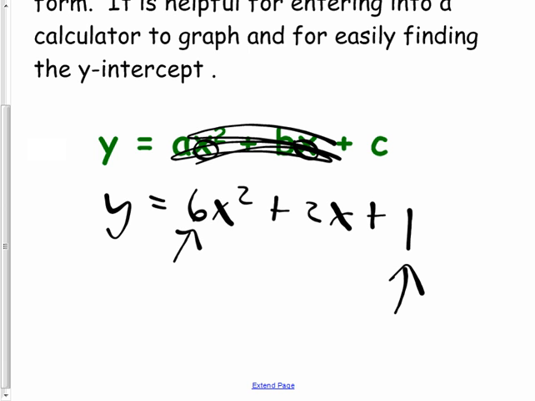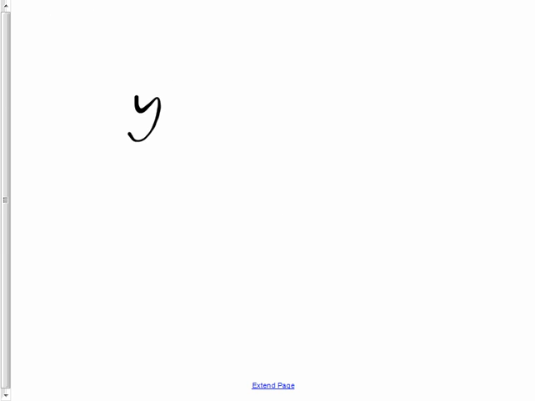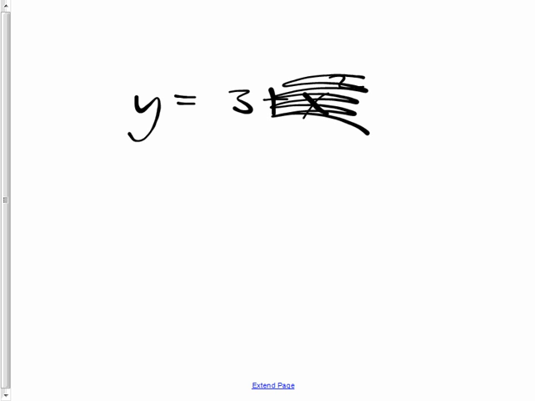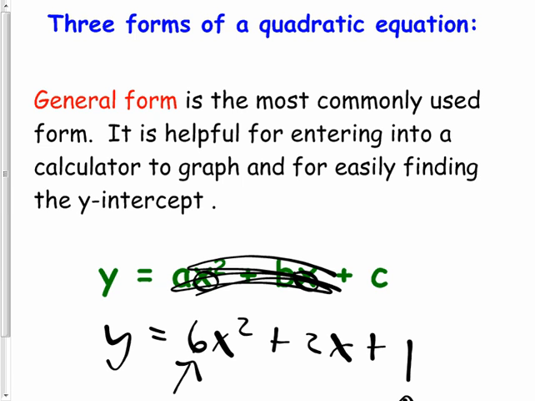So it's not because it's the last number. It depends on the way the equation's written. What if it's written like this? Well, then when you say what's the y-intercept, you can't just say it's the last number. It's not. Y-intercept is where x is 0, so this cancels, and the y-intercept in this case would be 3. Okay, so anyway, back to this.